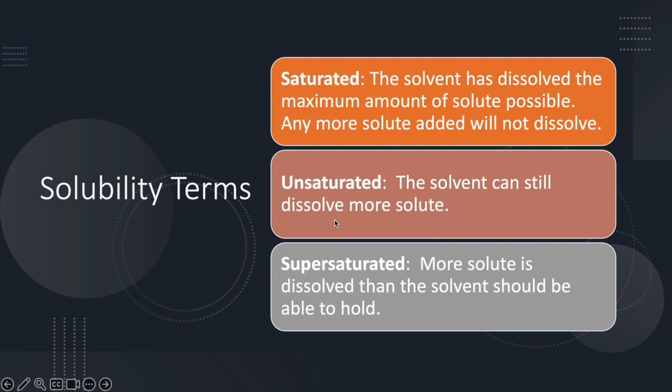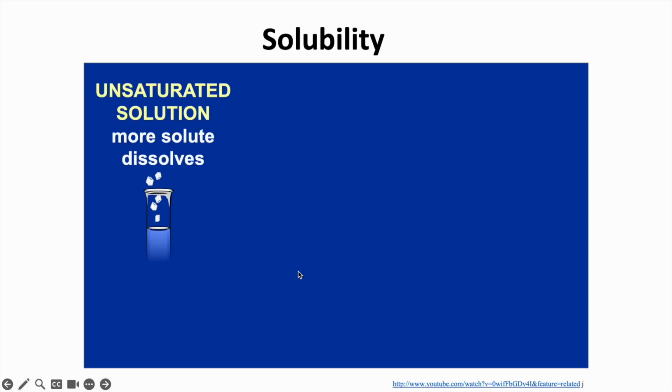Unsaturated means the solvent can still dissolve more solute. It can hold more. It's an unsaturated sponge. That solvent can hold more solute. And then supersaturated, this is kind of a funky one. This means that more solute is dissolved than the solvent should be able to hold. This is a very special case and only happens with certain chemicals under certain conditions.